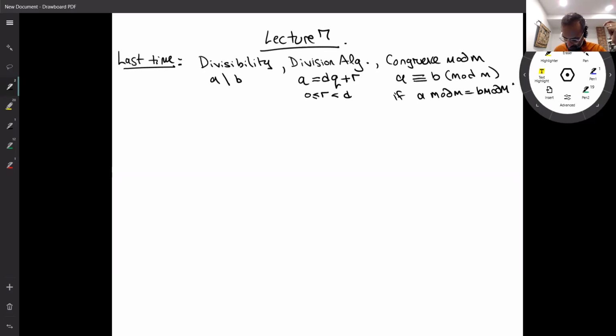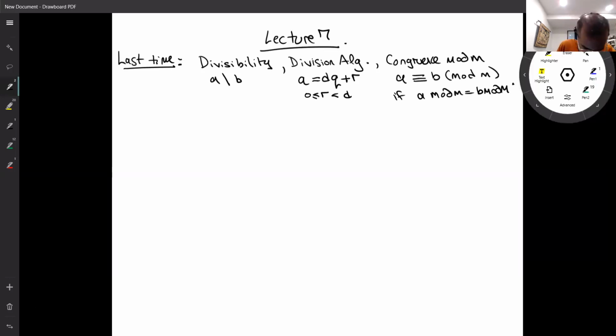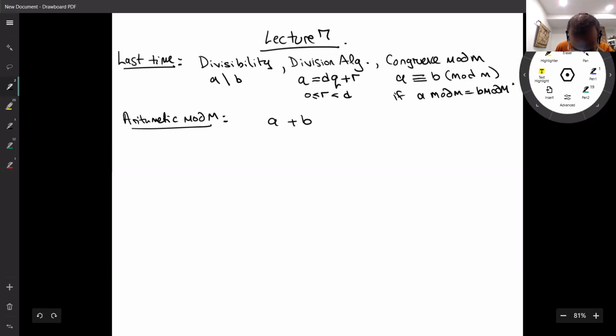And the key property of this congruence that we proved at the end of the last lecture was this property of arithmetic modulo m, which was that if you take two integers a and b and you add them, then the sum is congruent to the sum of the remainders modulo m. And similarly, if you take two integers a and b, then the product is congruent to the product of the remainders.